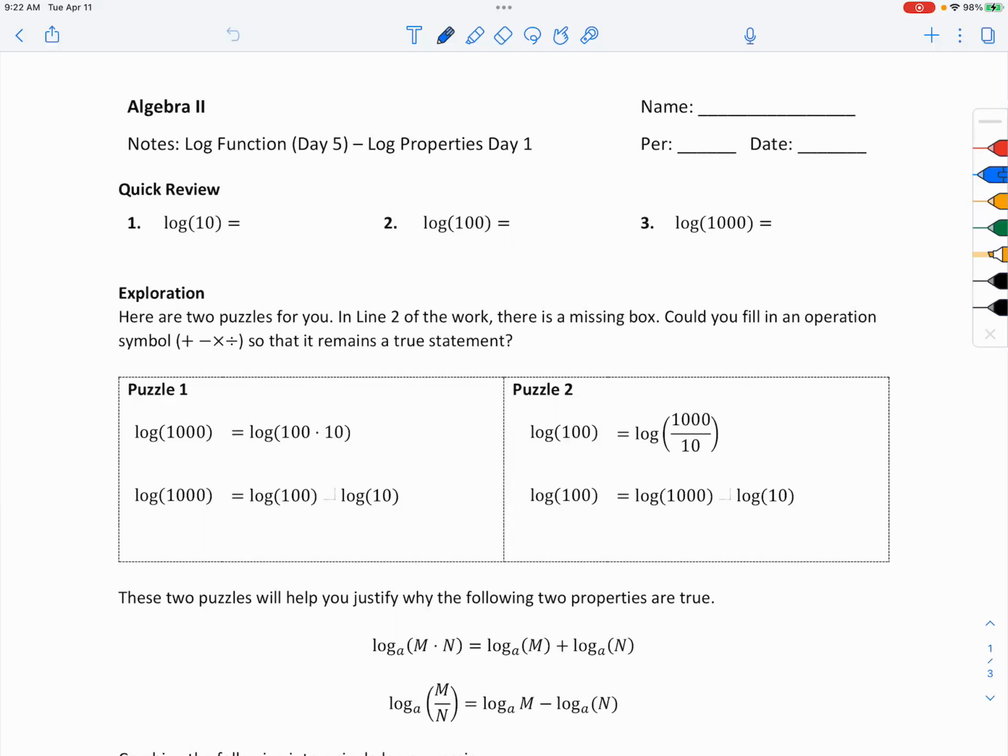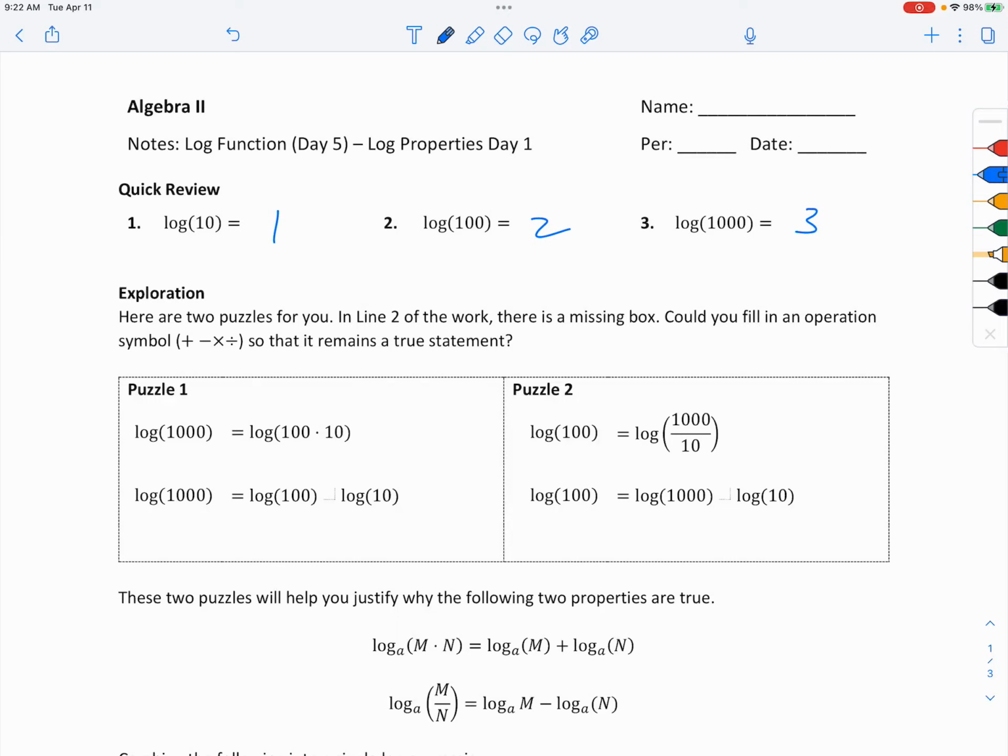So quick review at the top. What's log 10? It is 1. What is log 100? 2. What's log 1,000? 3. Okay, it's very easy. Okay, very easy. And let's get things rolling.